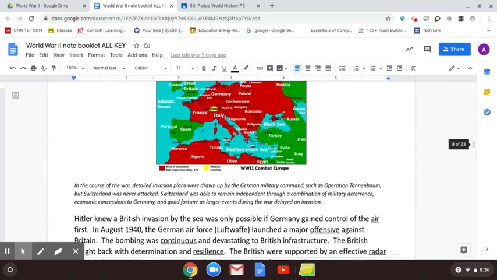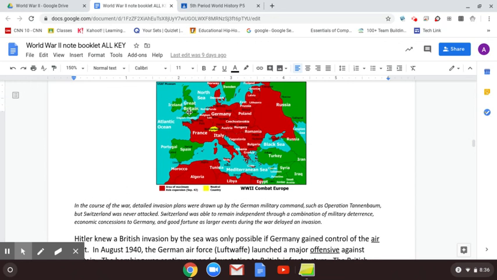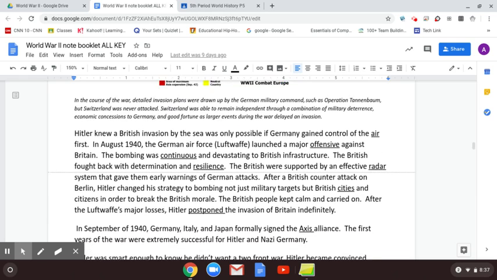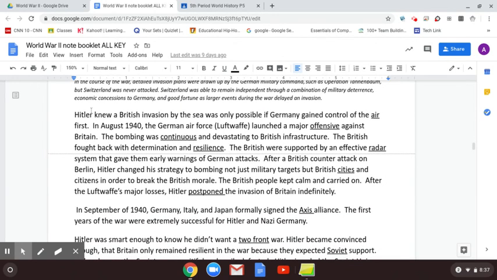So one thing you can see here is Great Britain is not under Germany's control. You can see over here that's the island northwest of Germany. Hitler knew a British invasion by the sea was only possible if Germany gained control of the air first. Because it's an island, you have to get over there by going through the ocean, but you can't just go through the ocean. You need to have them supported by your airplanes or your air force. So in August 1940, the German Air Force, the Luftwaffe, launched a major offensive against Britain.